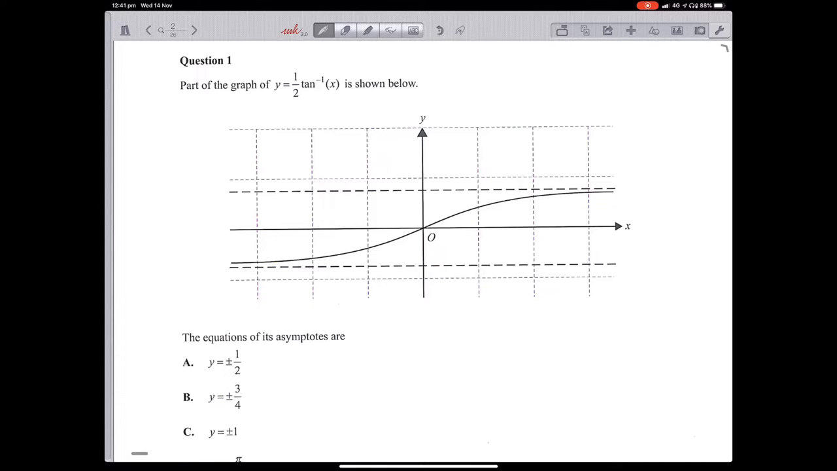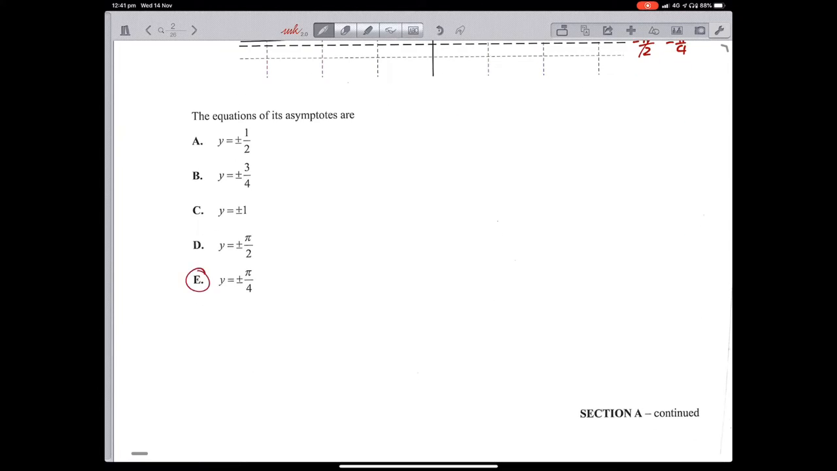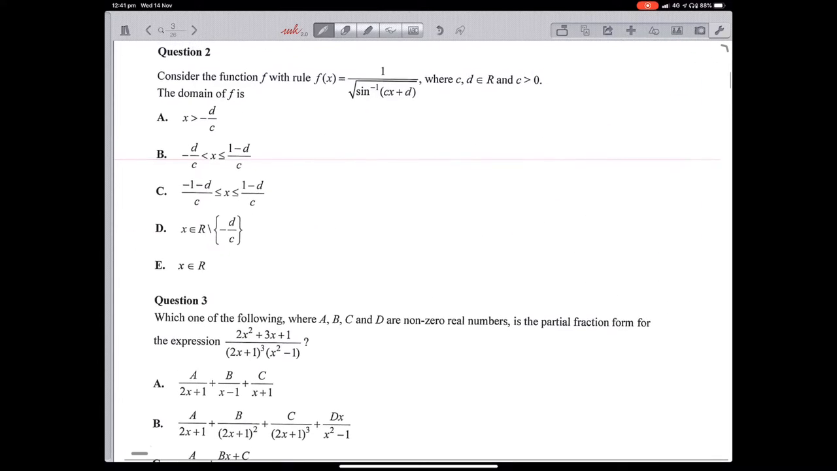half tan inverse of x, and we know that the range of tan inverse is from negative pi on 2 to pi on 2, not inclusive, but here it's been dilated by a factor half from the y-axis, so it's going to be negative pi on 4 to pi on 4. Hopefully no one had any issues with that one.